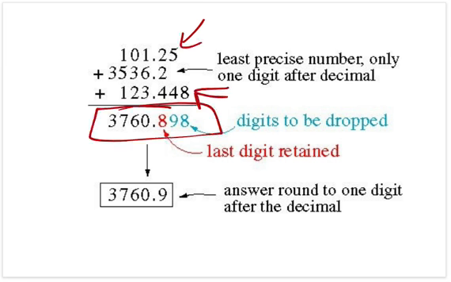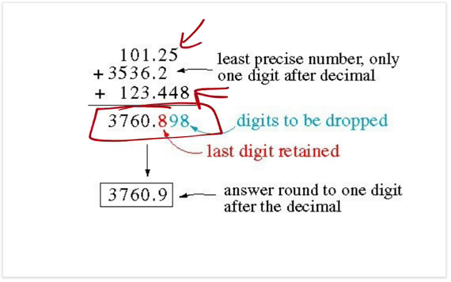So we are going to add everything up, punch it all into the calculator, but then when we get that value, again, it cannot be more accurate than our least accurate piece of data. So this is only going to the 10th. This is our least precise number. It's only 1 digit after the decimal, so our answer can only be 1 digit after the decimal.